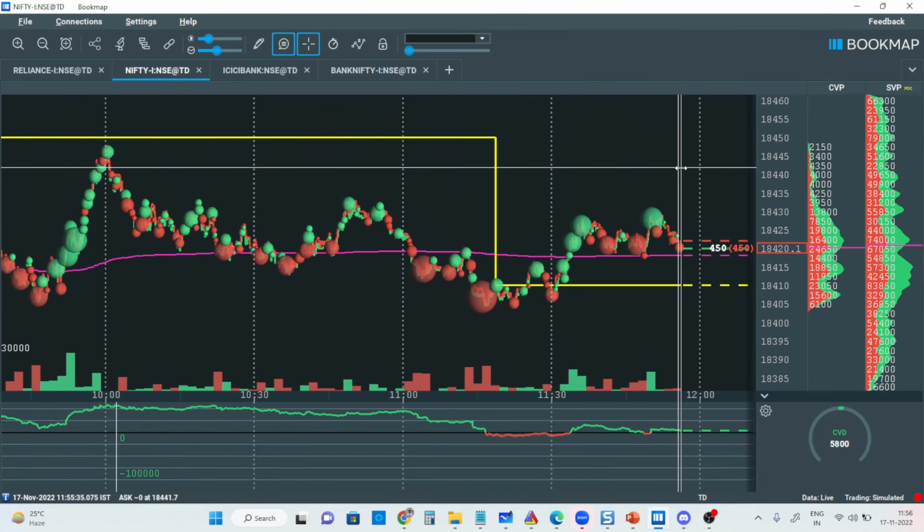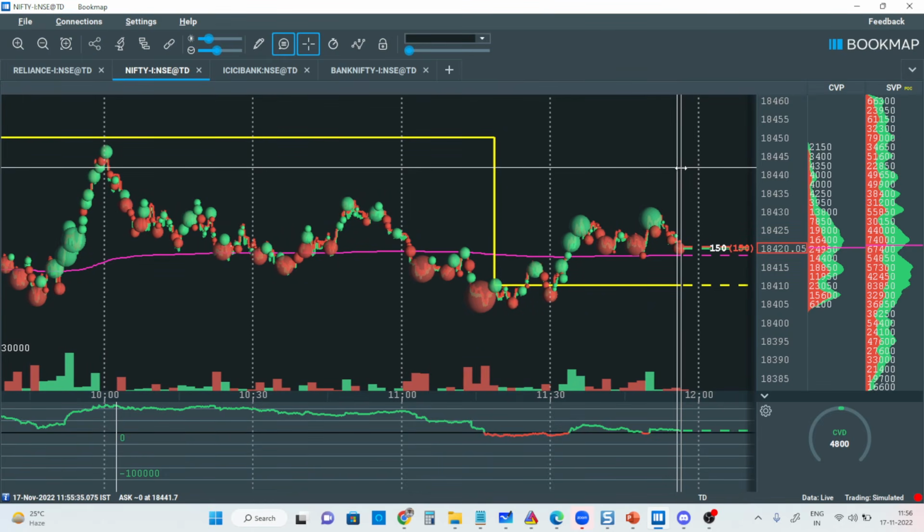But the problem with the Indian market is, as I said, as of now we can see only aggressive traders. Very soon, Bookmap may bring in the limit orders also. Limit orders will add more conviction to your trades. That is the only thing.